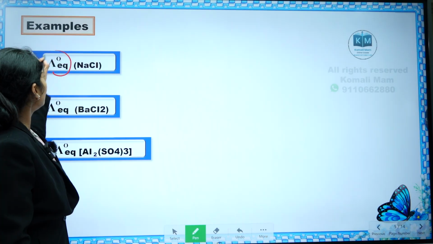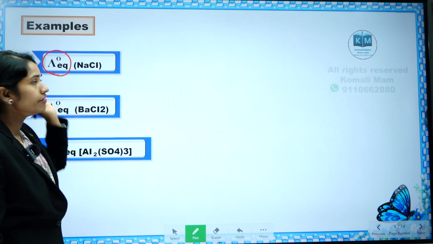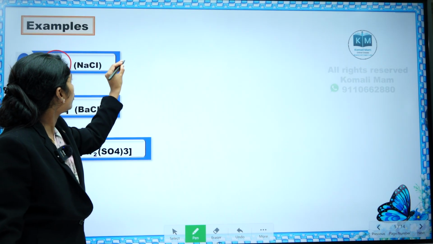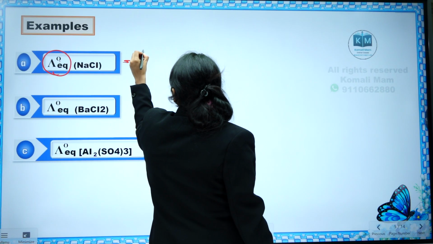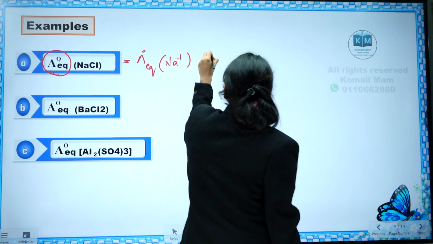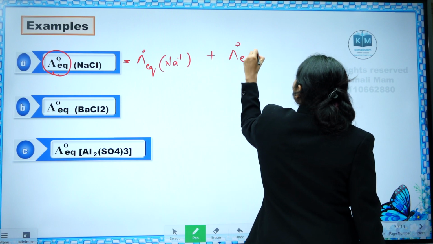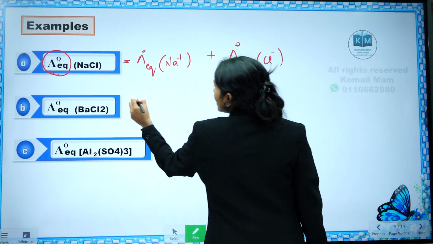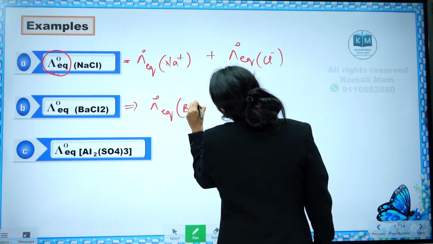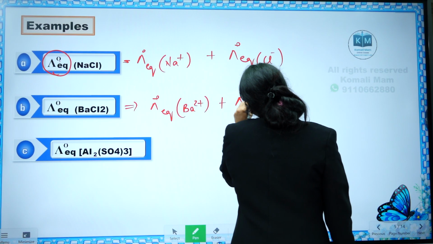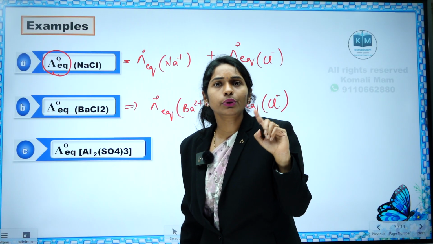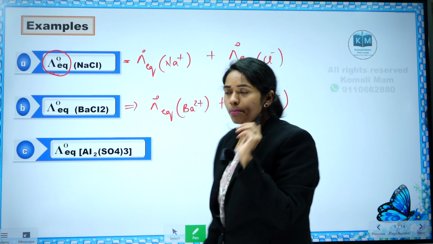Equivalent conductivity of NaCl at infinite dilution. See, naught means what? Infinite dilution. Which is equal to, how to write? Equivalent conductivity of Na+ plus equivalent conductivity of Cl-. In this case, equivalent conductivity of barium 2+ plus equivalent conductivity of Cl-. How many Cl minuses are there? We need not write. Is it clear? That is the first basic difference.